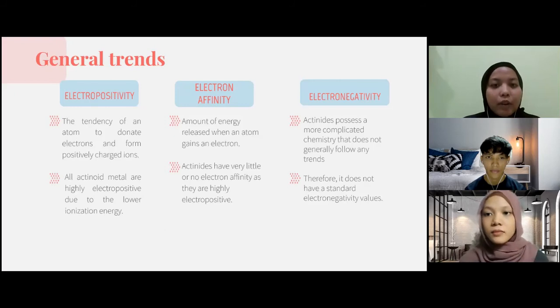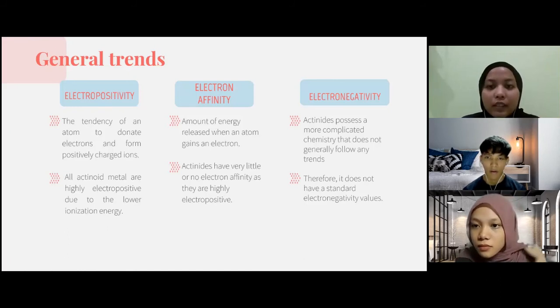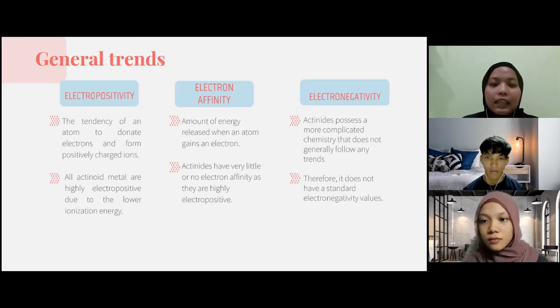So next we go for the electron affinity. Electron affinity is the amount of energy released when an atom gains an electron. Actinides have very little or no electron affinity as they are highly electropositive, meaning that they prefer to donate electrons rather than accept them. And lastly, we have electronegativity. Since actinides possess a more complicated chemistry that does not generally follow any trends, therefore they do not have a standard electronegativity value. So that is all about general trends from me. I'm passing it back to Yasmin and Diana for electronic spectra.